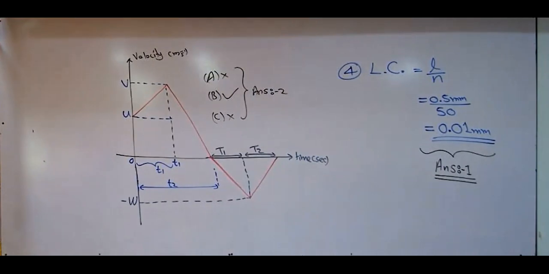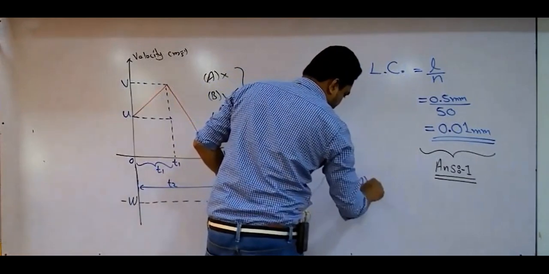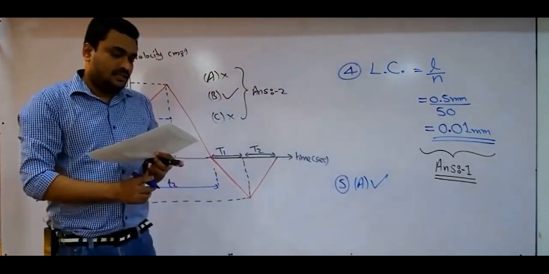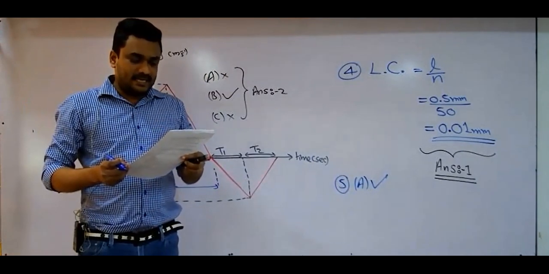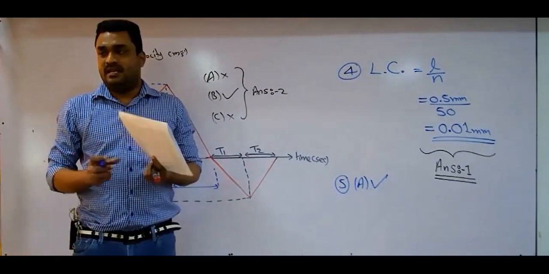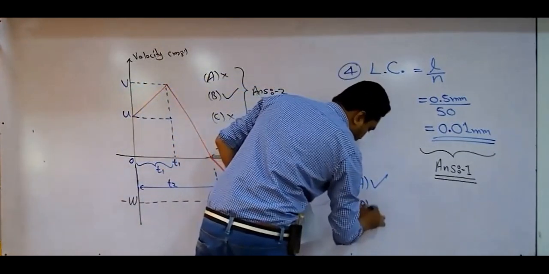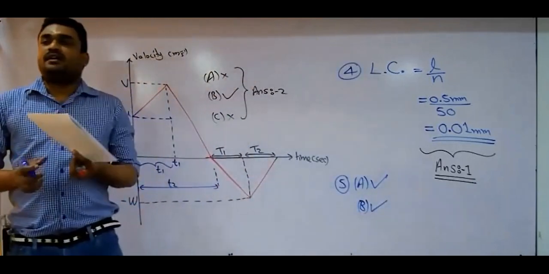Consider the following statements made about the physical quantities. There are 7 basic physical quantities, correct? Basic means fundamental. Question number 5, statement A is correct. Thermodynamic temperature and luminous intensity are considered as basic quantities. Basic means fundamental. Correct. Thermodynamic temperature and luminous intensity are basic, fundamental physical quantities.